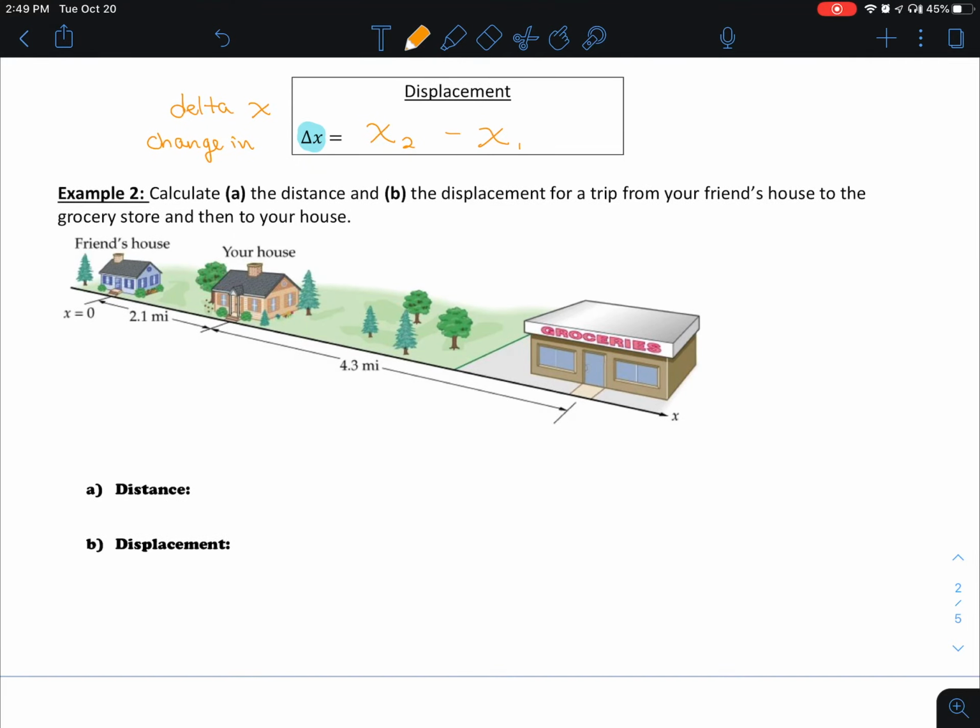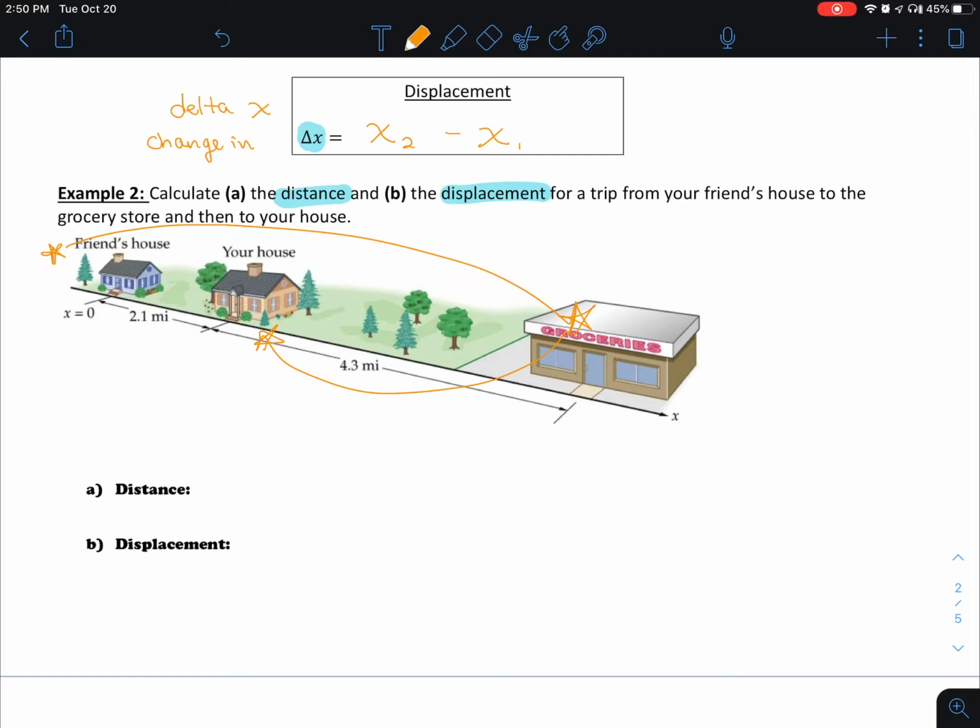Let's take a look at example 2 to talk about the difference between distance and displacement. Calculate the distance and the displacement for a trip from your friend's house to the grocery store and then back to your house. So we are going to start at your friend's house, and then we're going to go to the grocery store, and then we're going to go to your house. Let's talk about the distance.